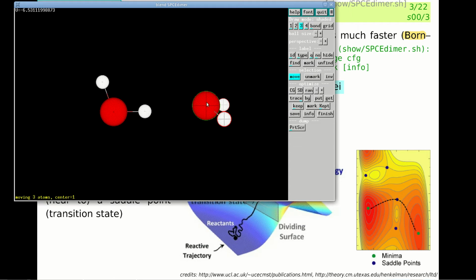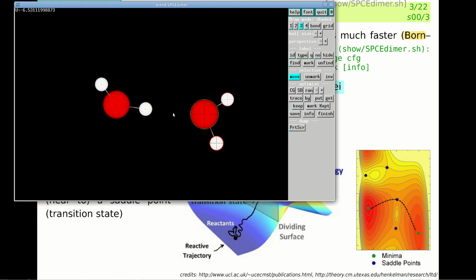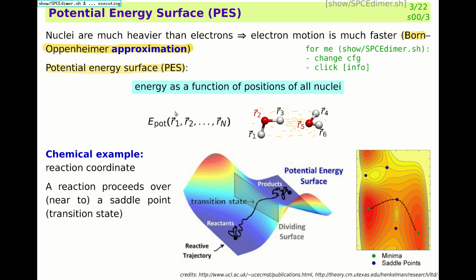So just one example of what the potential energy surface is. I can calculate it for a given molecule. Approximately, it was an approximation.